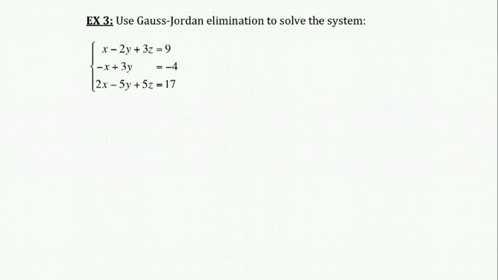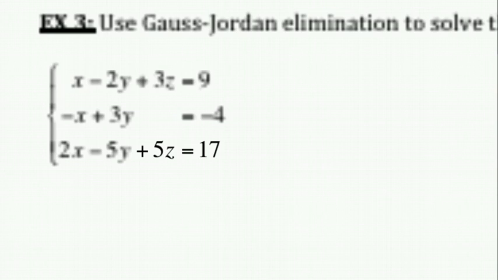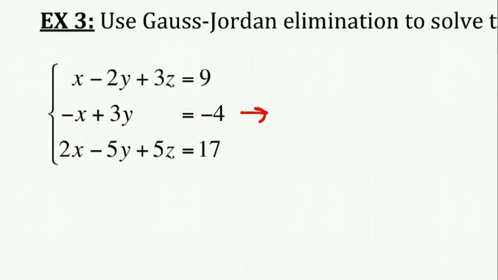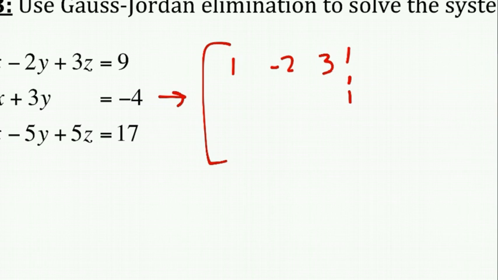Let's try a system that's got a little bit fewer variables. So we've got a system here, 3 variables, 3 equations, a little bit easier. So let's start by making this into a matrix. Again, we're using the coefficients. We've got 1, -2, 3, and then a constant over on the right side of 9.